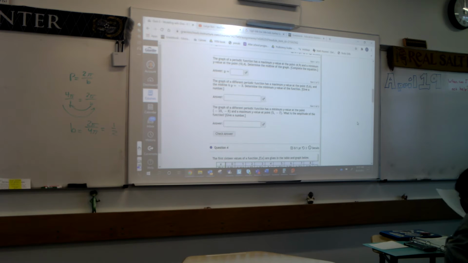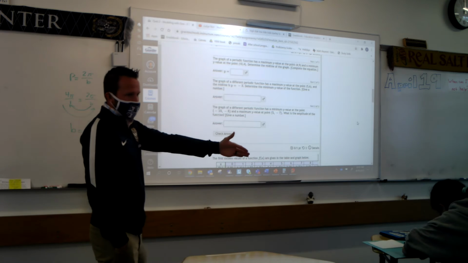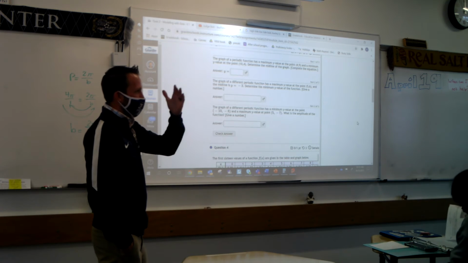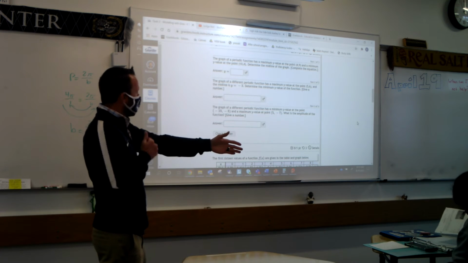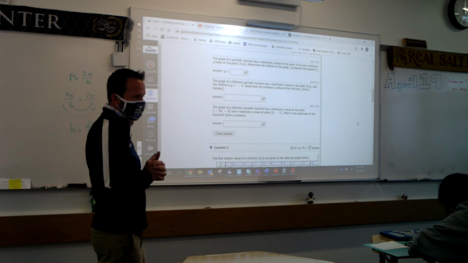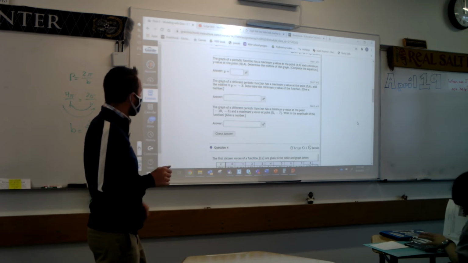Does that make sense how you're going to do that on your own? The thing that's a little tricky on that is everything has to be right. So even if you got the amplitude and the vertical shift right, if you don't do the period right, it marks the whole thing wrong. So just make sure you're careful on that.